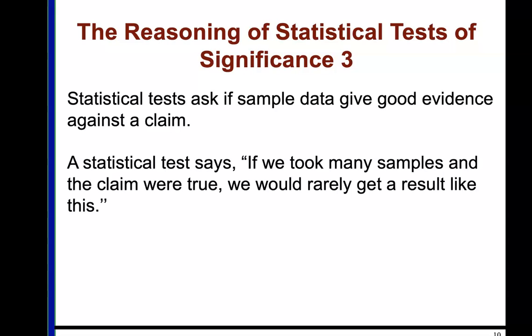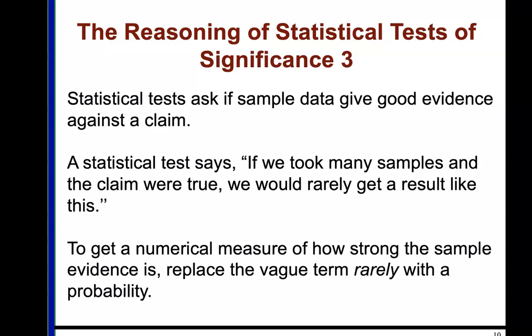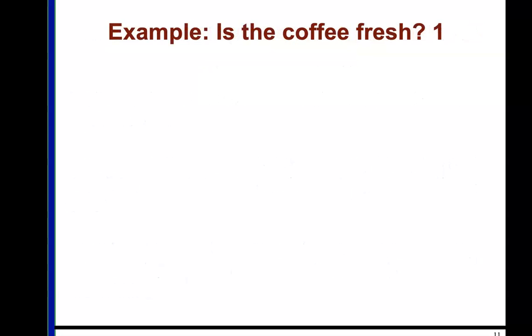What we're essentially doing is we're asking if sample data give good evidence against a claim. So with these tests, we're using those sampling distributions that we studied in the last chapter. And what that looks like in context is if we took many samples and the claim were true, we would rarely get a result like this. And to get a numerical measure of how strong that sample evidence is, we're going to replace that word rarely with a probability. So we'll use the normal distribution to actually calculate the probability that you would get a result like the one you got in your sample.